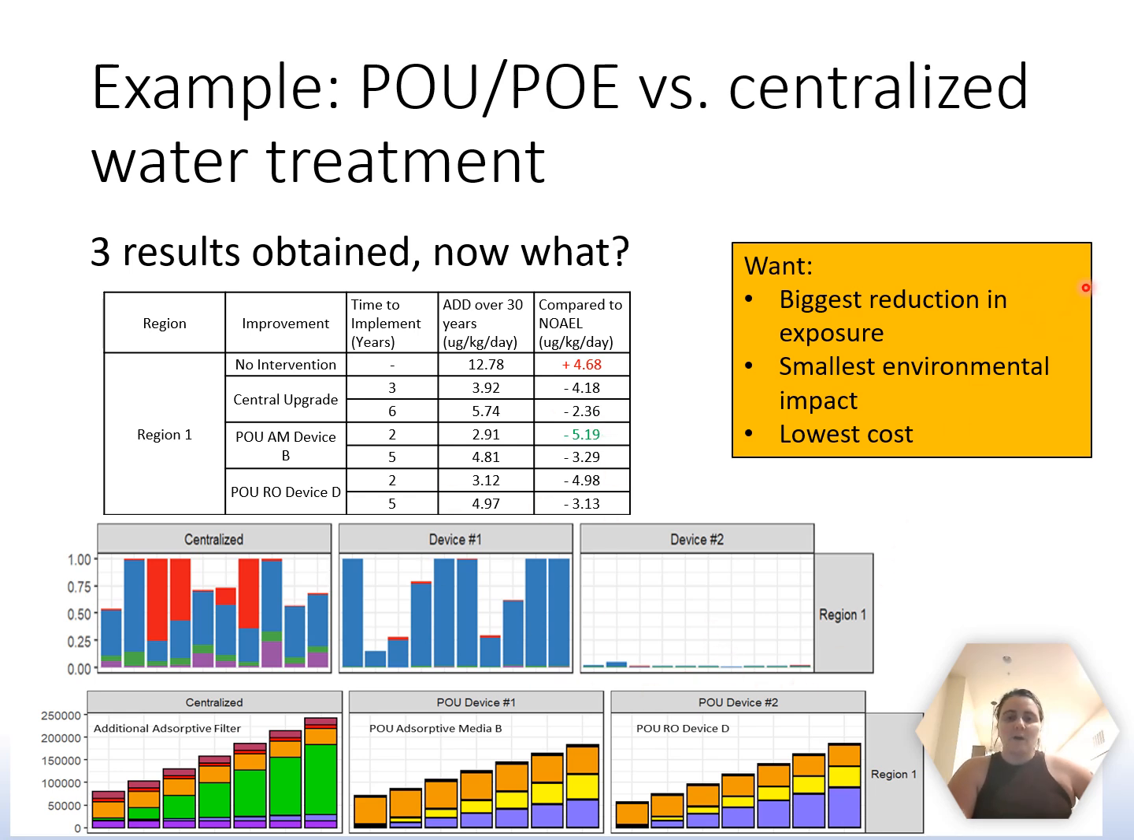So the things that we want are the biggest reduction in exposure. So which alternative reduces exposure to a chemical the most? Which has the smallest environmental impact? And which has the lowest cost? These are the 3 things we want. If we don't know what we want, we can't go forward with multi-criteria decision making. So these became our big goals for this project moving forward.